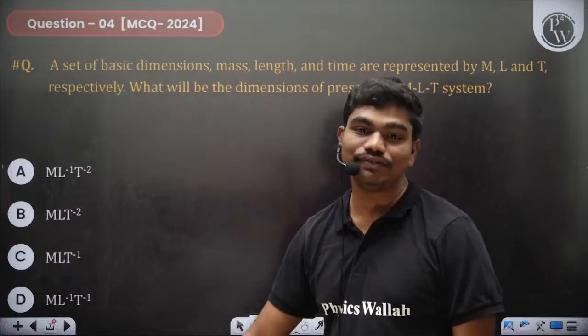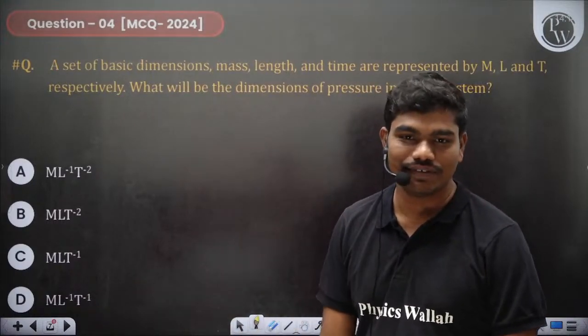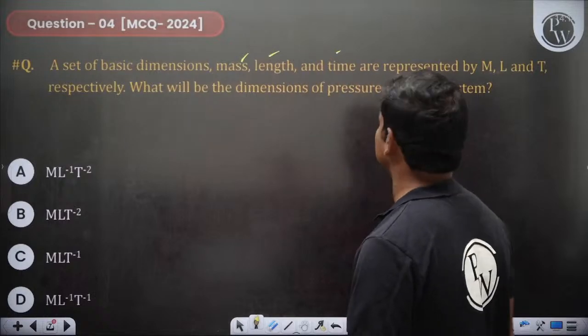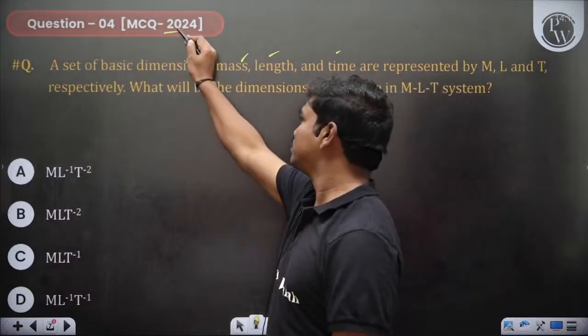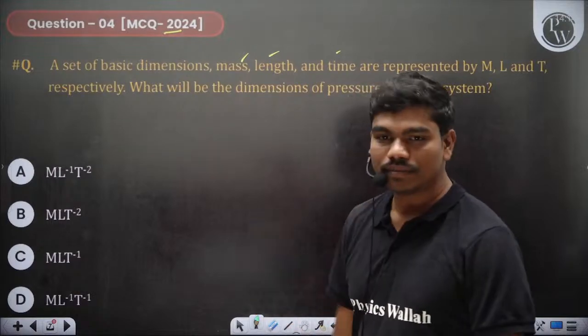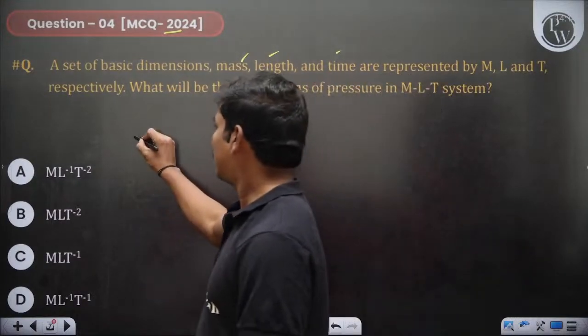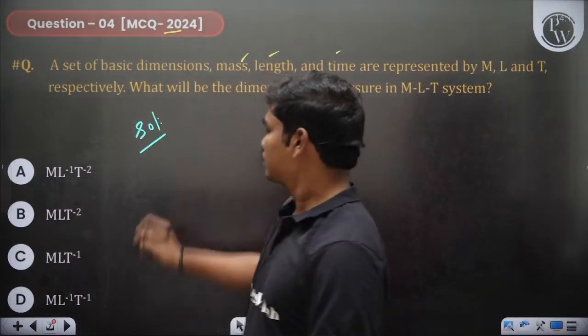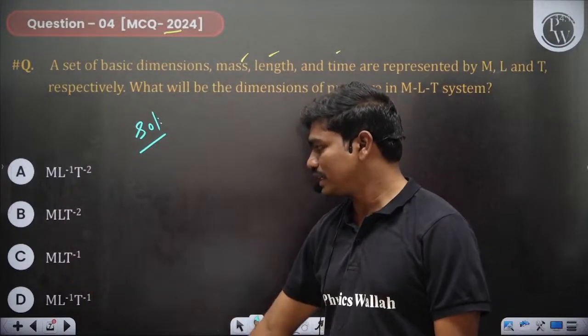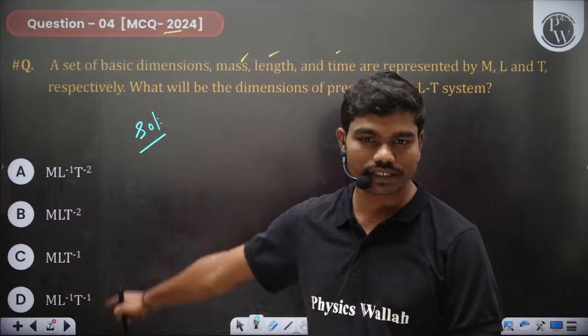Come on, answer this. If you don't answer this, then it's difficult. Okay, so come on. A set of basic dimensions, mass, length and time are represented by MLT. ये भी 2024 में आया था. What will be the dimensions of pressure in MLT system? Come on, tell me. Answer कौन सा है इसका? ML power -1, T power -2, ML T power -2, ML T power -1, ML power -1, T power -1. कौन सा होगा इसका आंसर?